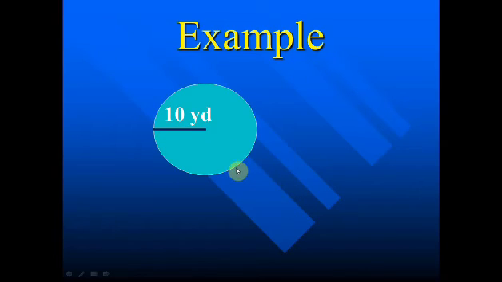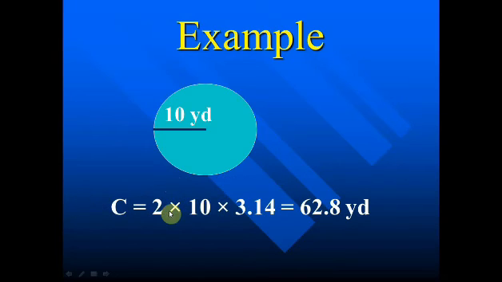Here we have radius 10 yards. We use the formula 2 multiply pi multiply radius, or 2 multiply radius multiply pi. The order in the multiplication is the same. 2 multiply the radius, which is 10, and pi equals 3.14. 2 multiplied by 10 is 20. 20 multiplied by 3.14 equals 62.8 yards.